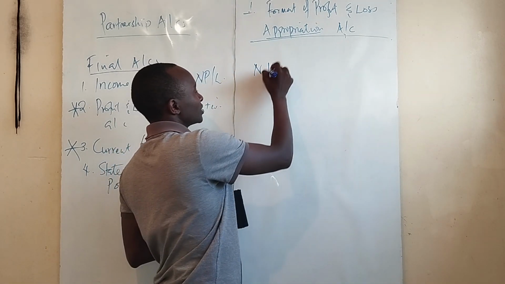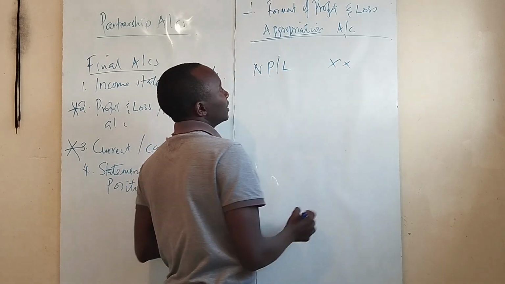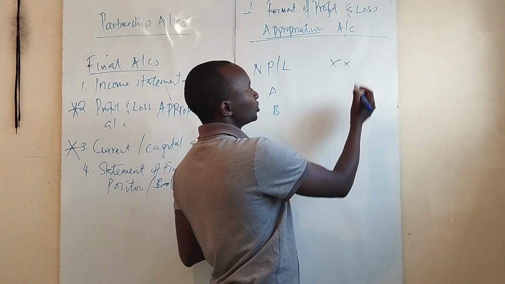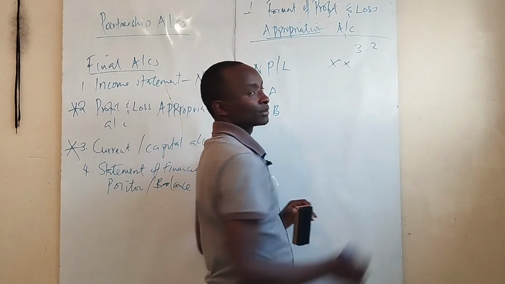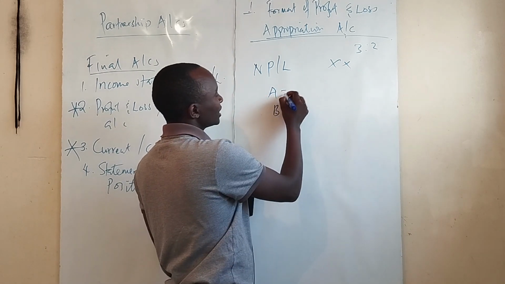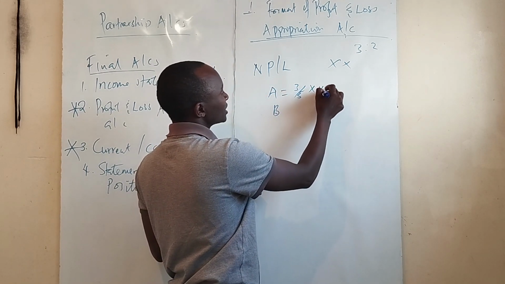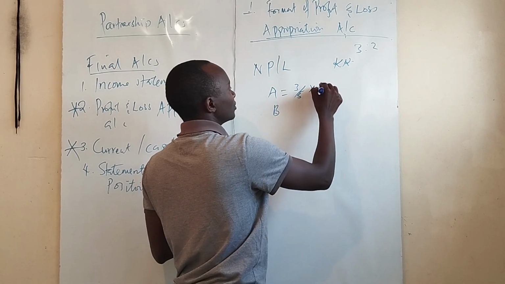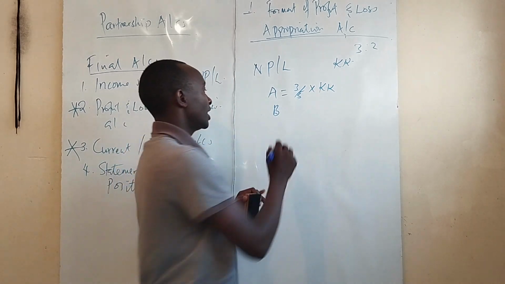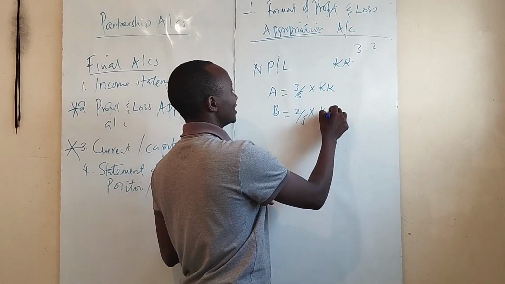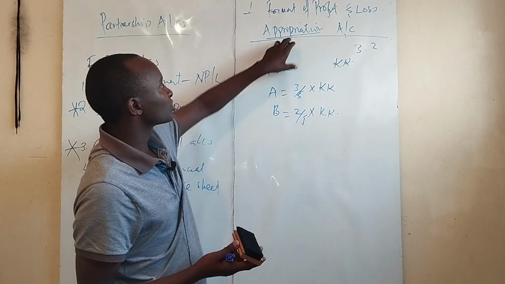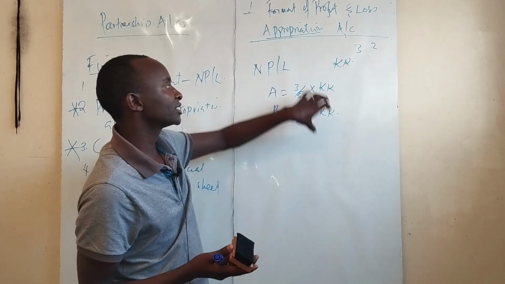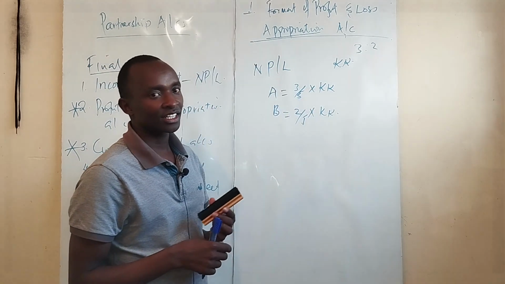If this is their net profit or loss, and you have partners A and B, and maybe they said they are going to share the profits in the ratio of 3:2, then A will get 3/5 of this XX. Let's say this one is KK. So A gets a profit of such, and then B gets 2/5 of KK. Yes, so that is what appropriation means: sharing the profits or the residual profits in the respective profit sharing ratio.